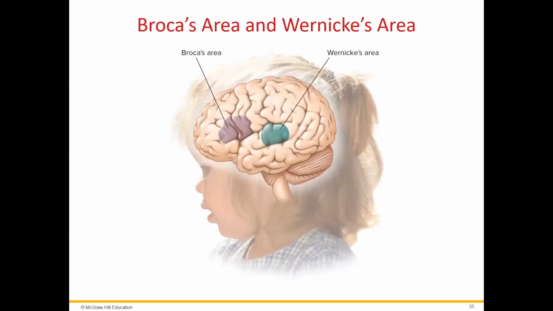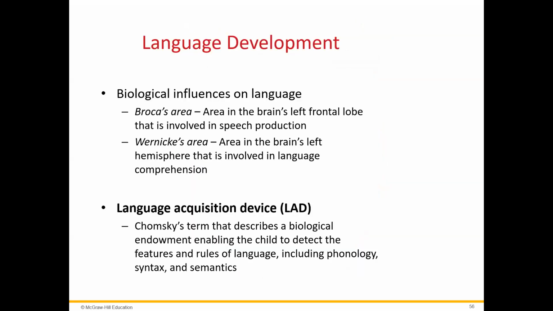Next we're going to look at biological and environmental influences of speech. And we'll start with biological influences. We have two regions of the brain that are involved specifically in language, Broca's area and Wernicke's area. They're both typically in the left hemisphere. Broca's area is in the left frontal lobe. It's involved in speech production.